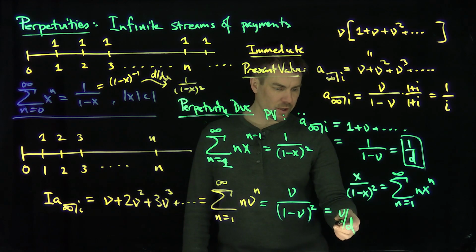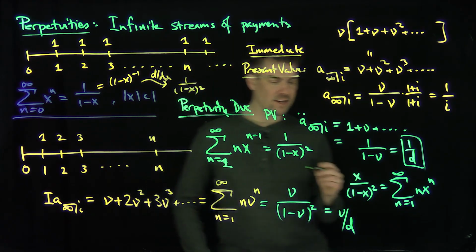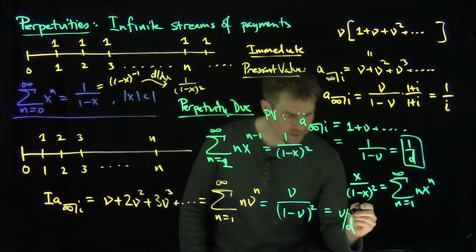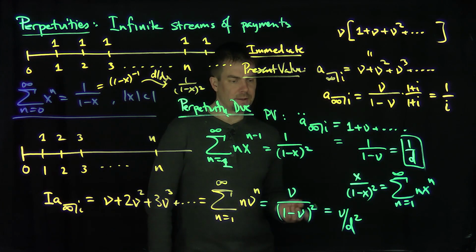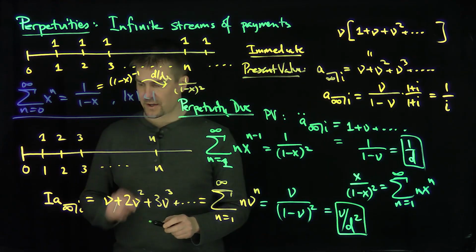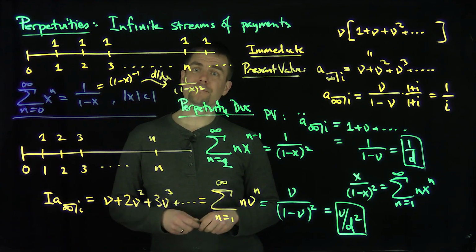Now we know that 1 minus nu is equal to d, so this is going to be nu over d squared. We can simplify that if we want to, using the various relationships between d, nu and i. We know that d is equal to i times nu, right? And so we have the following formula. That's the formula for the present value of an increasing stream of annuity payments that linearly increment as you go further in time. Thank you very much.